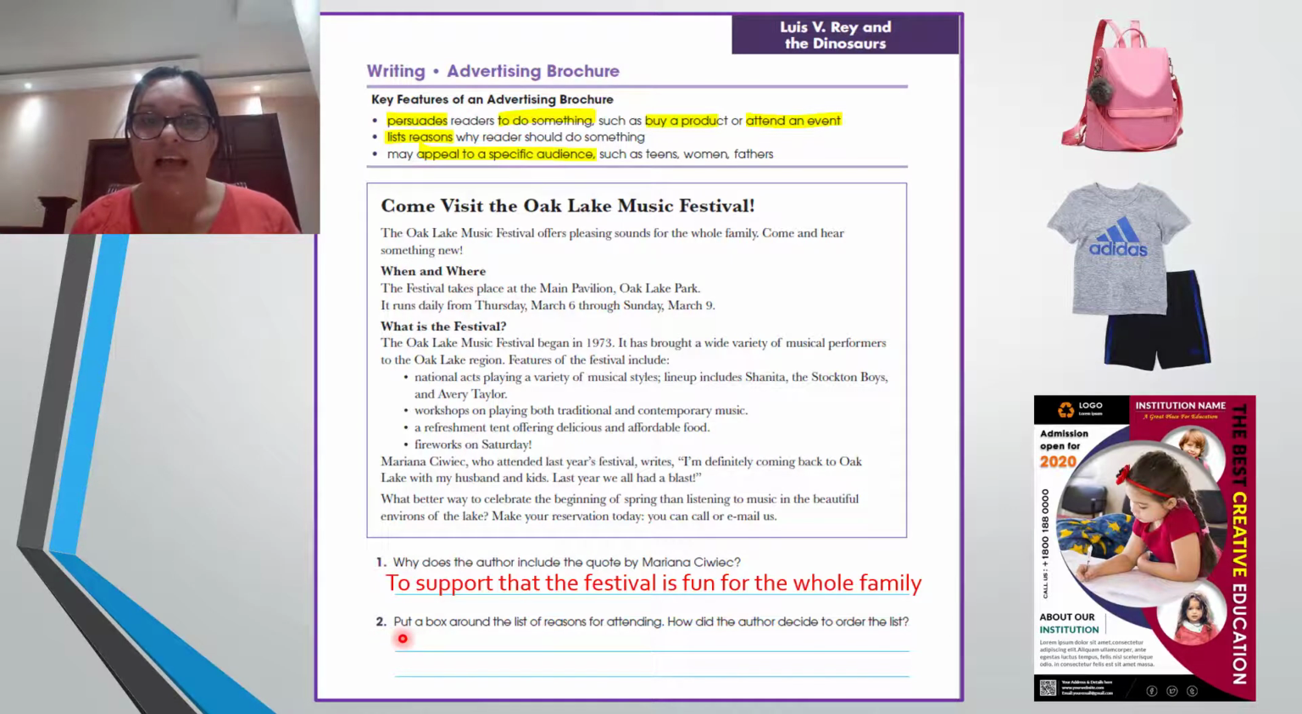Now in number 2 it says that you have to put a box, not circle, just a box. Tienen que poner en un cuadro, en lugar de circular, vamos a decir encuadrar. So put in a box, or put a box around the list of reasons for attending. So read all these and tell me which ones are the reasons, what reasons can you find in here. Remember that one of the features of a brochure is that you are going to find a list of reasons why you have to attend the event. So read all these and make a box around the place in which you find the reasons. In there you will find the reasons. Okay?